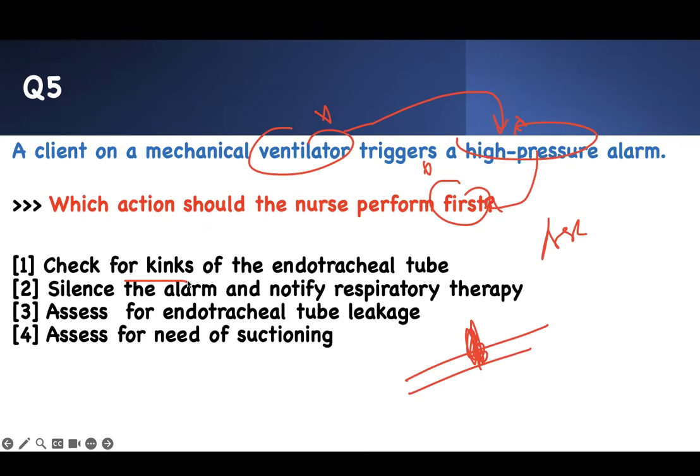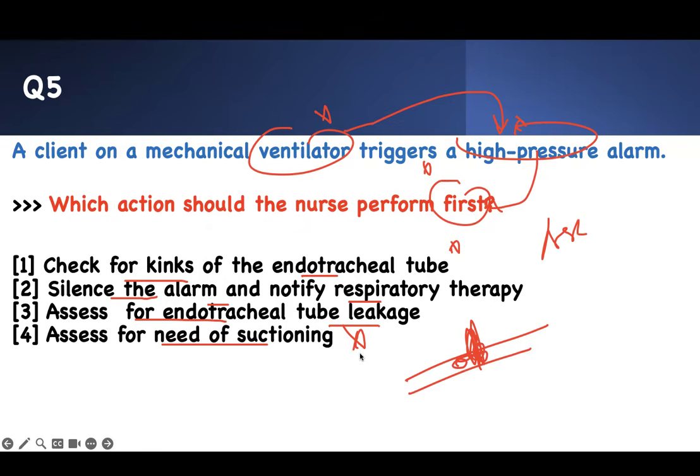You say what? Check for kink in the endotracheal tube. It looks like blockage. What? Silence the alarm and notify respiratory therapy. It has nothing to do with blockage. Even when you silence it, you're losing the opportunity to know that something is wrong. Assess for endotracheal tube leakage. It doesn't mean blockage. Assess for need for suction. It means blockage. So you have two things that talk about blockage.